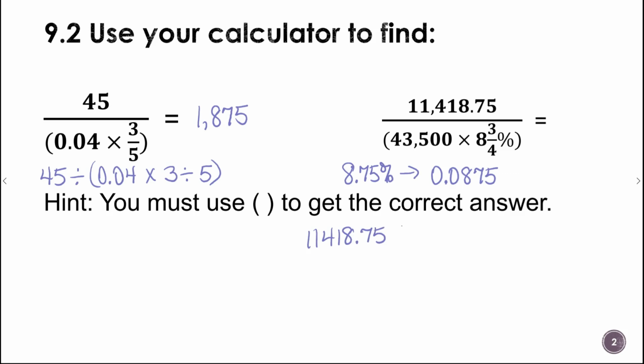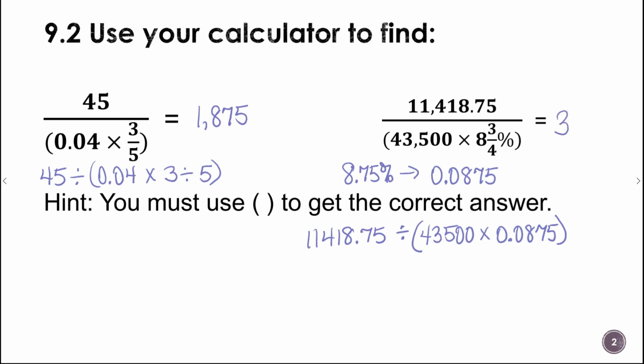11,418.75 divided by, super important, you've got to have this parentheses so it knows to divide by the number you get from multiplying 43,500 times the 0.0875, which is 8 3/4%. But you're telling it, I need this number so I can divide the 11,418.75 by that number. And this one turns out to be a very simple answer of 3.